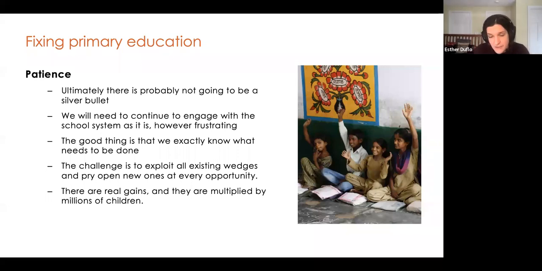I think the pandemic actually could be an opportunity or could be a complete disaster. It could be an opportunity if the school system realizes that the kids are coming back with even more differences in their levels. It could be a disaster if they don't and they continue to try to shove the curriculum to them. But any of these efforts leads to real gains, even if they don't lead to a revolution, and these gains are multiplied by millions and millions of children. So I'm going to stop here and take questions now for the rest of the talk.